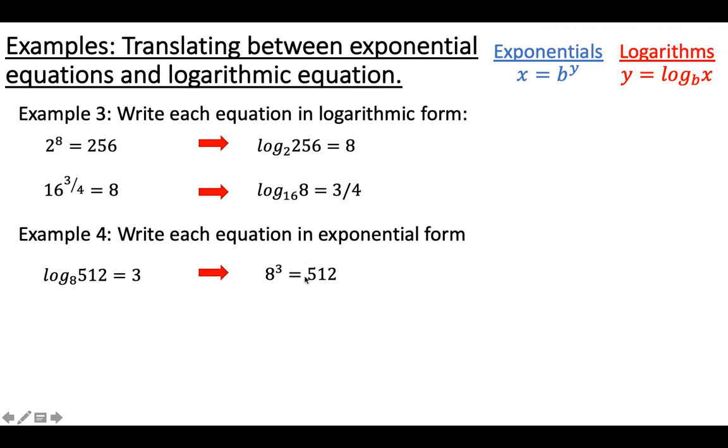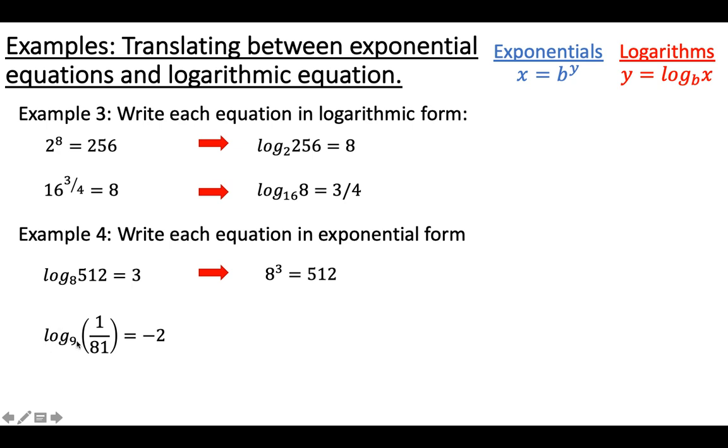The 512 goes by itself now. I usually like to think of which number is my base, which number is my exponent, and then there's only one spot left for the third number. Let's do another one. Okay.